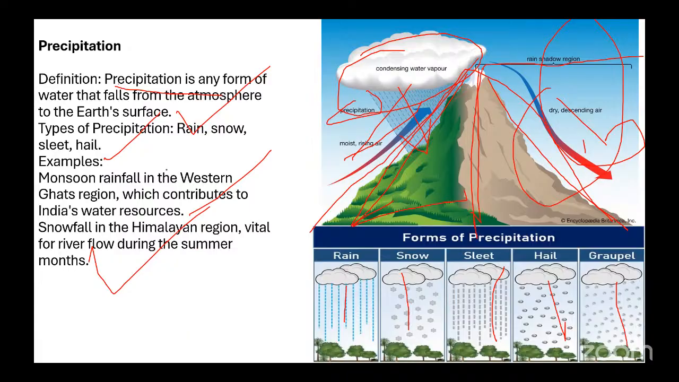So the definition: precipitation is any form of water that falls from the atmosphere to the earth's surface. Types of precipitation are majorly rain, snow, sleet, and hail. Examples are monsoon rainfall in the Western Ghats region, which contributes to India's water resources, and snowfall in the Himalaya region, vital for river flow during the summer months. So these are the main examples of the precipitation process involved in the hydrological cycle.